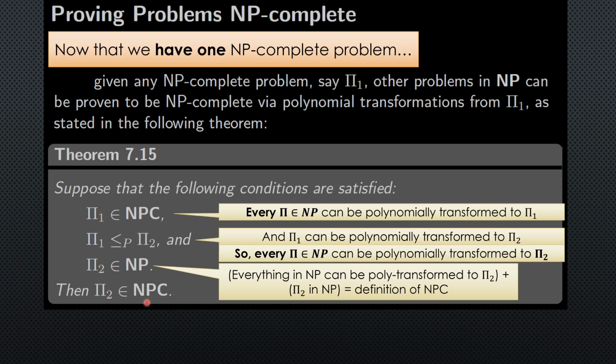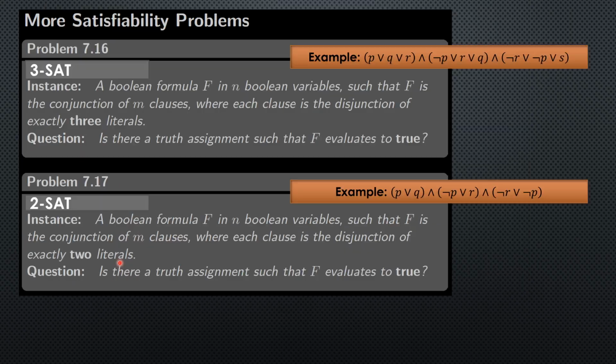So this is how we'll show that other problems are NP-complete. We'll take, for instance, SAT as a possible NP-complete pi 1. We'll reduce SAT to some other problem. That'll show the other problem is also NP-complete, because every problem in NP can be reduced to SAT and then to this other problem in polytime. So everything is also reducible to this other problem that's in NP. So this other problem is also NP-complete.